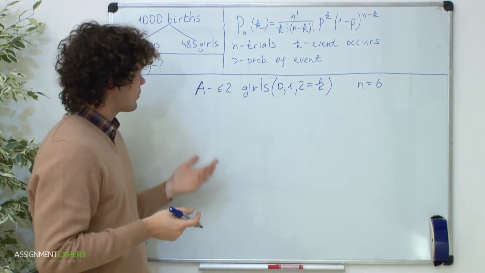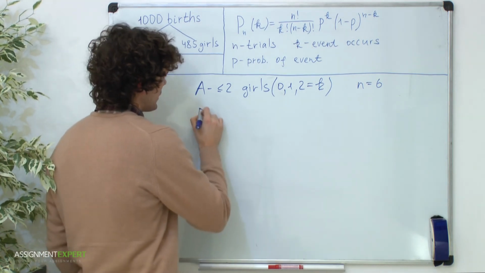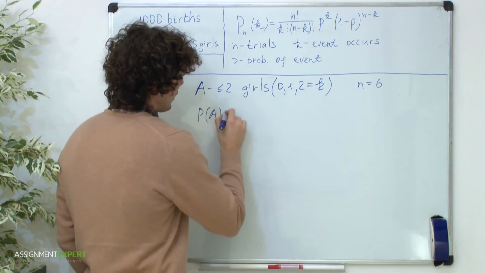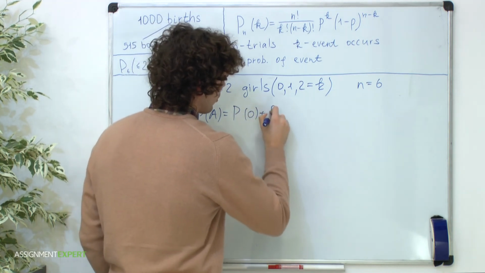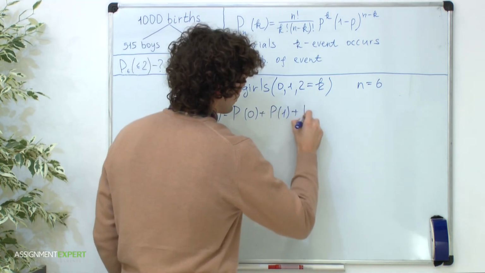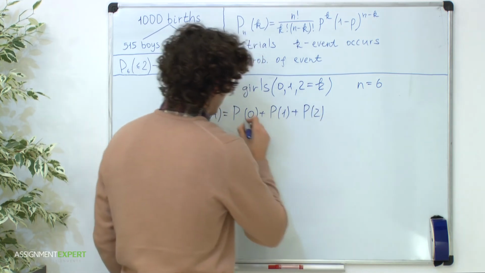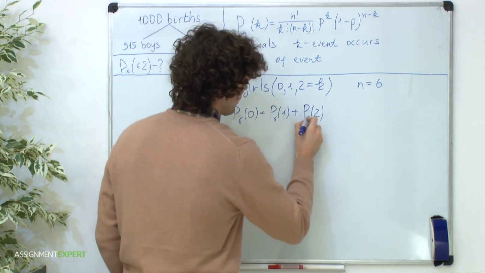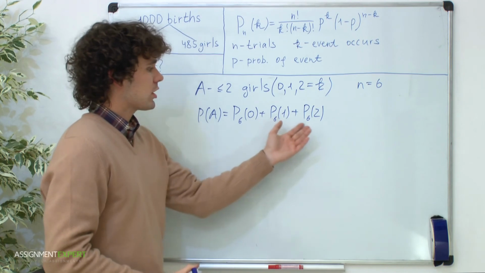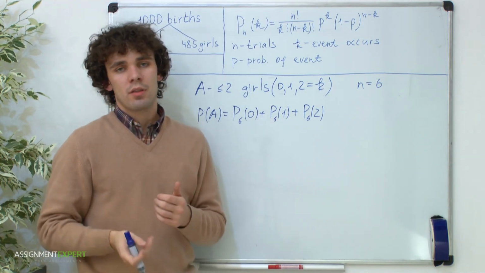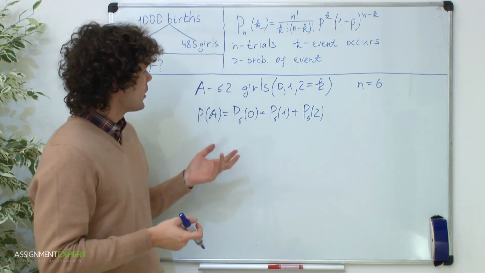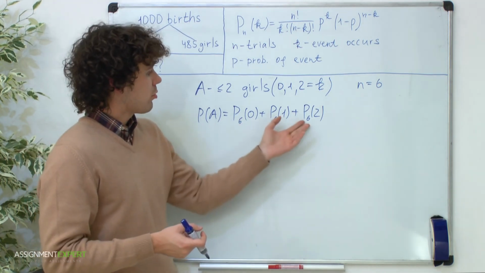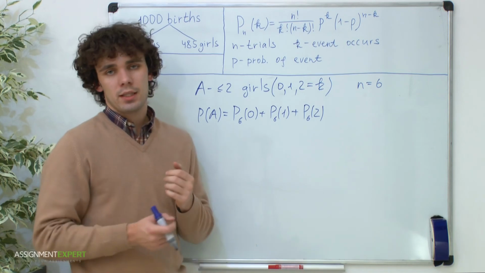So, due to addition rule, the probability of event A is the sum of probabilities of 0, 1, or 2 out of 6. And these outcomes are mutually exclusive, which means that if one of them occurs, two others are impossible. So we need to find these probabilities to find the probability of event A.